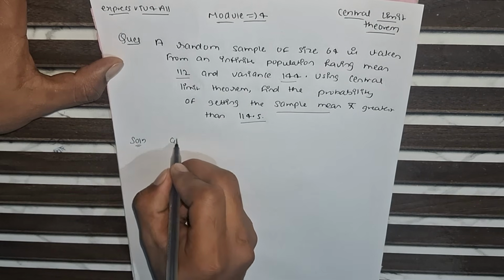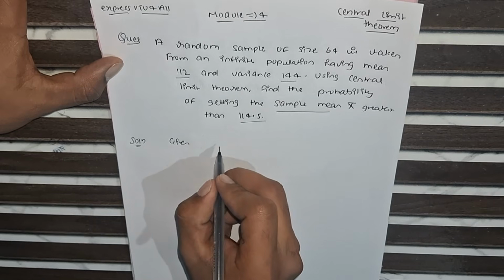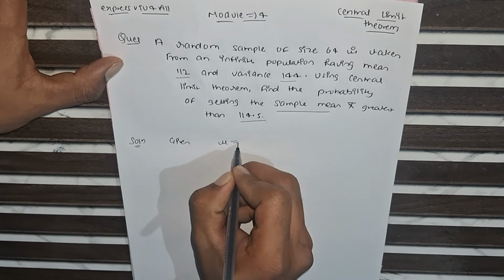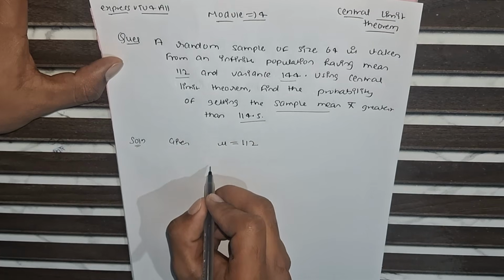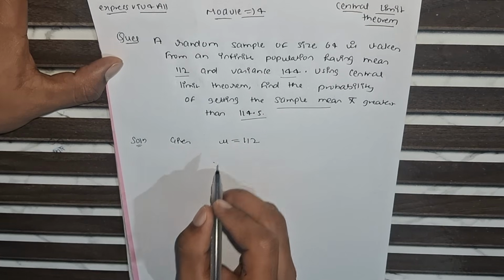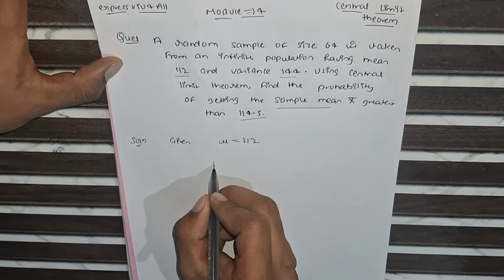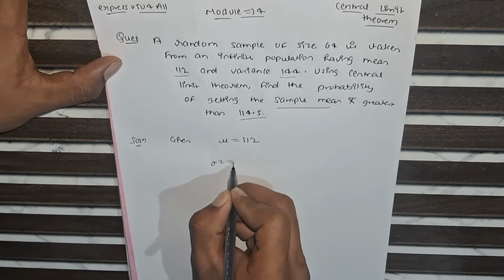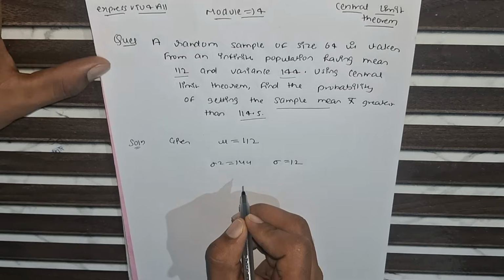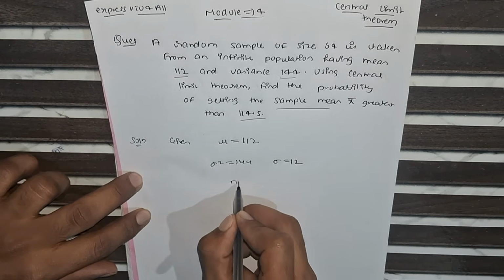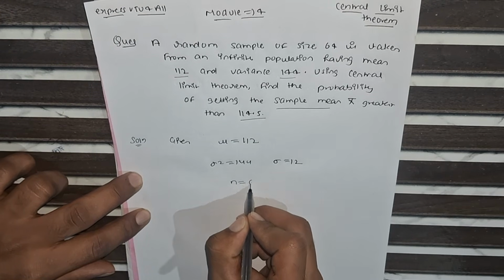Solution. Given: the value of mean mu is equal to 112. Now the variance, which is sigma square, is 144. What is the value of sigma? Which is 12. Now what is the value of n? n is nothing but the sample size, which is equal to 64.